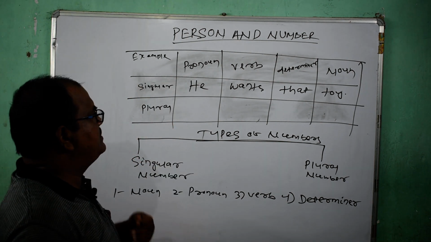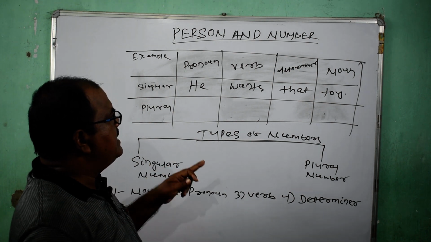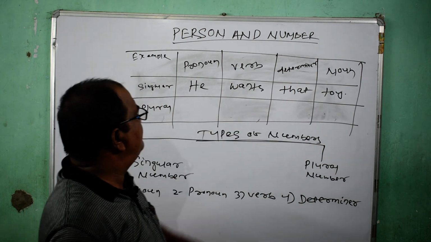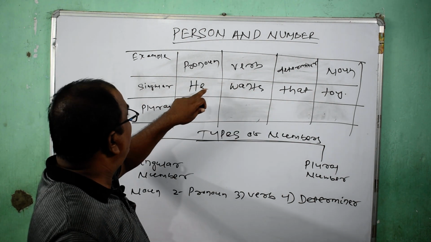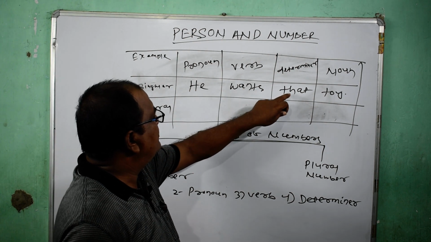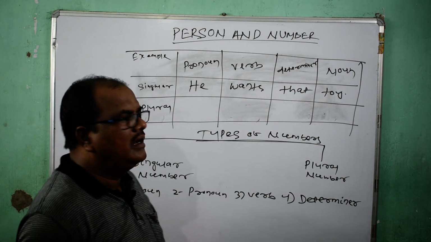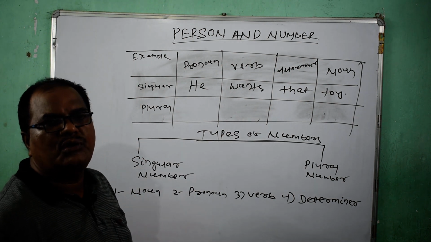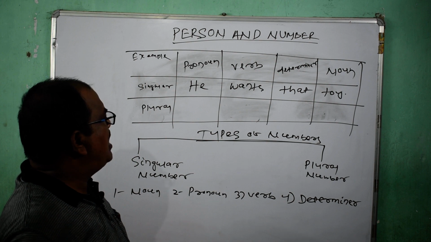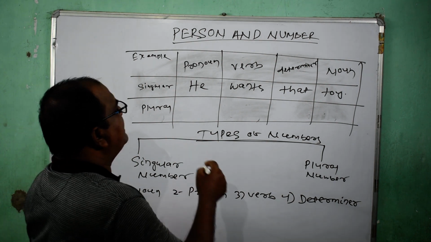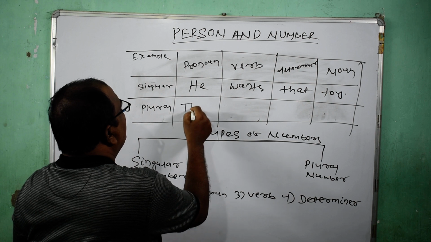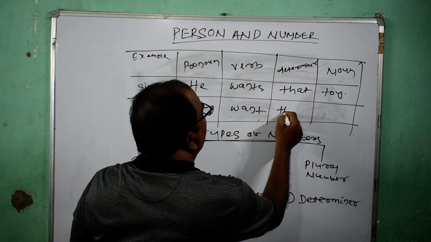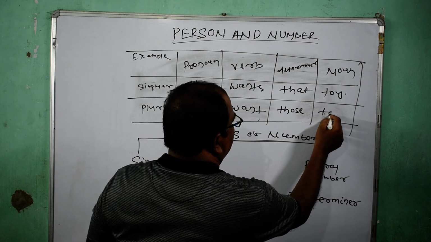If we analyze these four words, it is very clear that all of these words, the pronoun, the verb, the determiner and the noun, are in their singular form. Now, we can take another example: They want those toys.